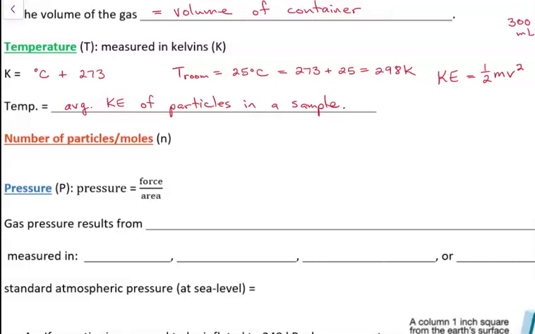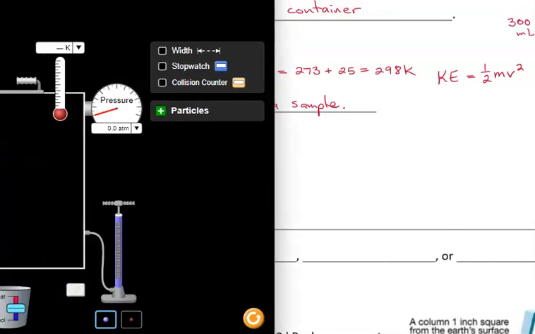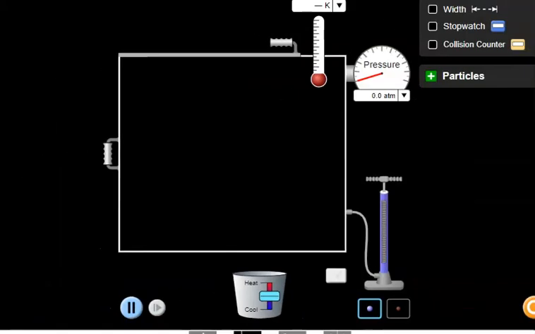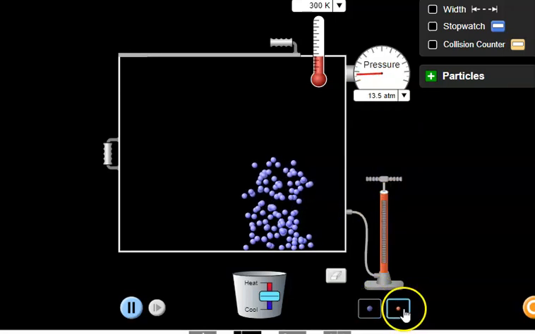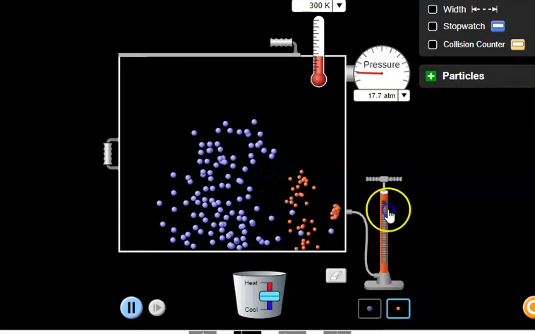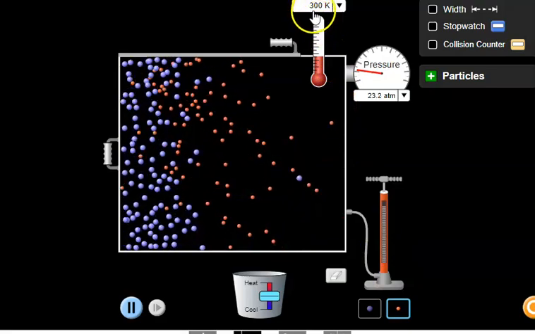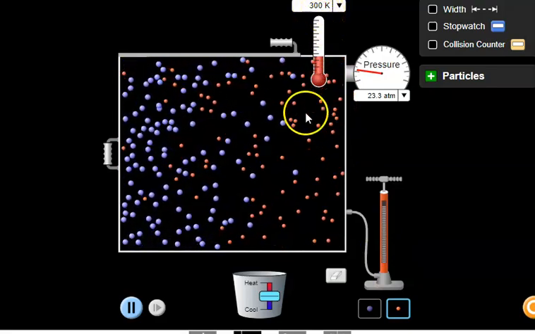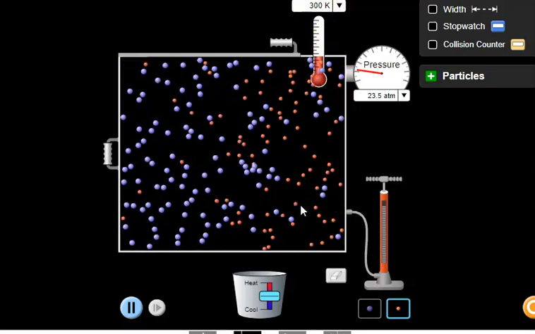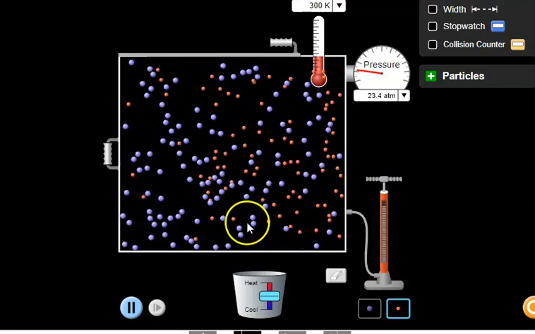So at a given temperature, and I'll show you here from a little PhET demonstration, I'll put some large particles into this little box with this little bicycle pump, and then I'll put some small particles in there. Now they all have the same temperature. You can see there it's 300 kelvins. But the little red guys, which are smaller, are moving around a lot faster.